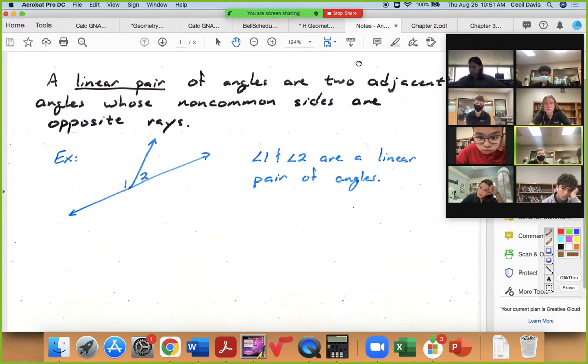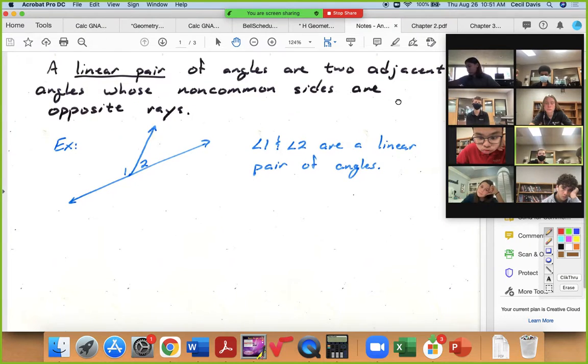Why do we talk about adjacent angles? So that we can talk about other angles. Really, the only reason to talk about adjacent angles is so that we can use them as a definition for something else. So, a linear pair of angles are two adjacent angles whose non-common sides are opposite rays.